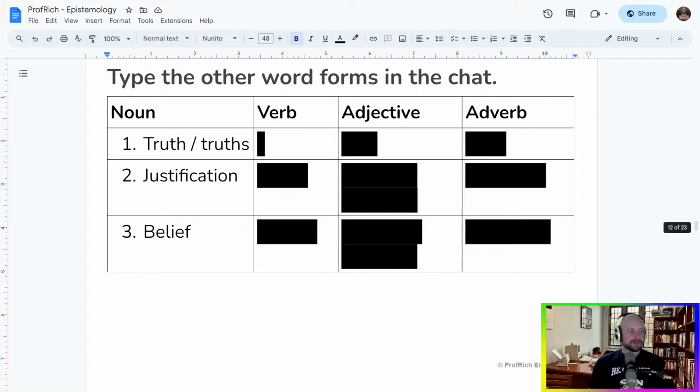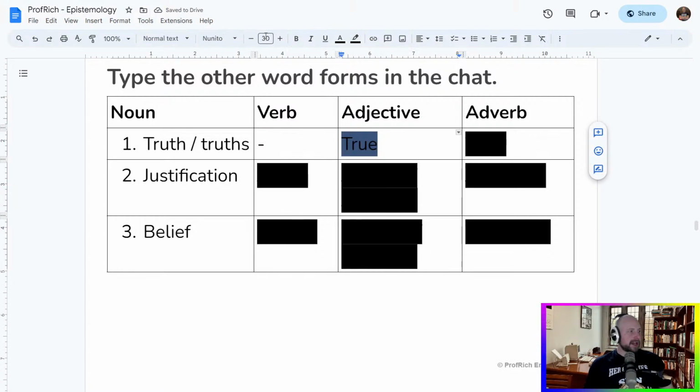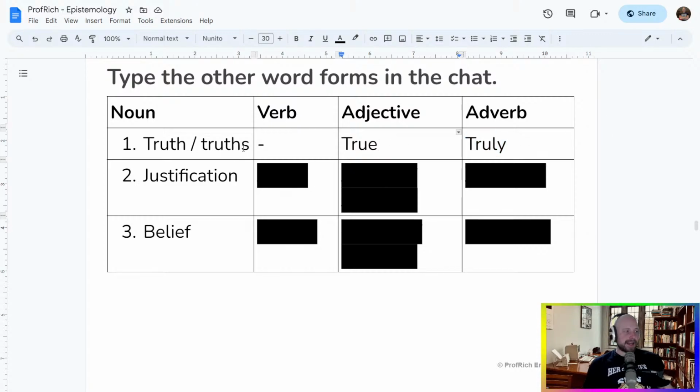Alrighty. Okay, so let's have a look at truth or truths as a plural. There is no verb for truths. The adjective is true. The adverb is truly. We can say, this is a truth. This thing is true. They mean the same. But with truly, we use that a bit differently.